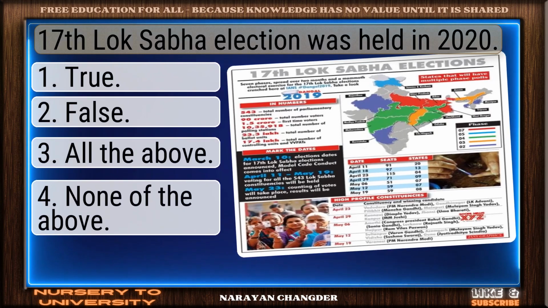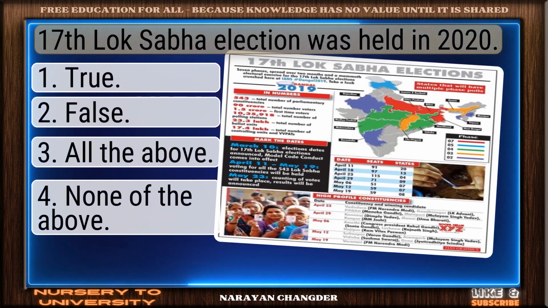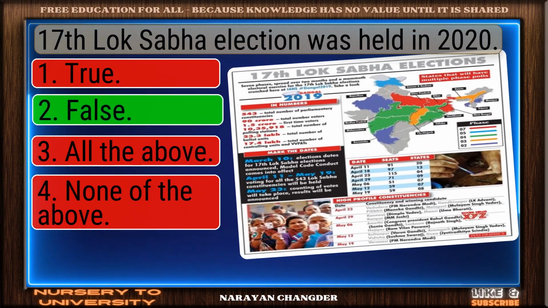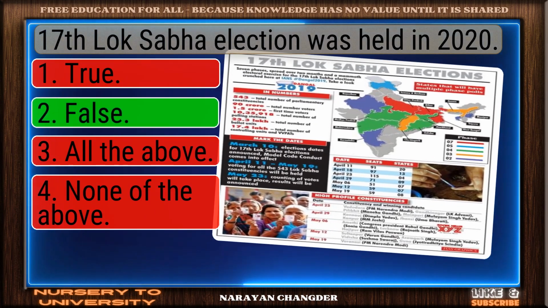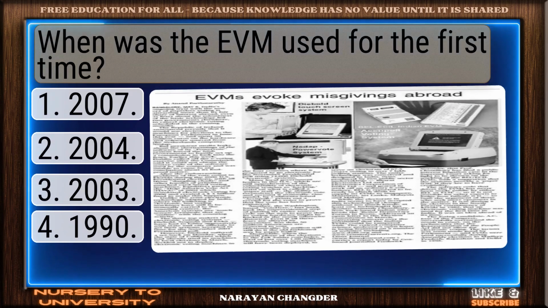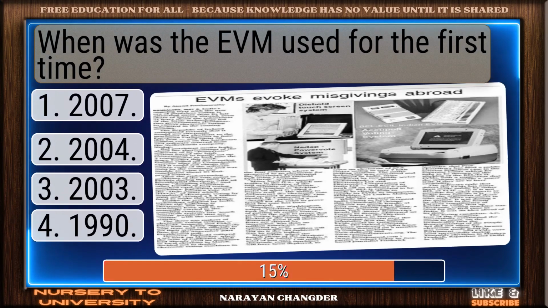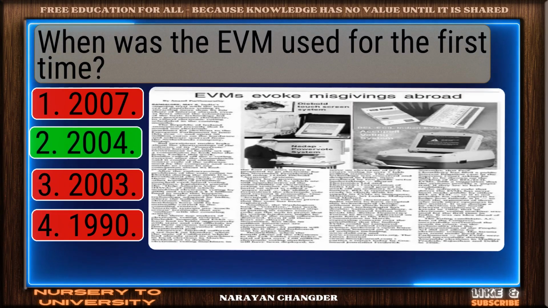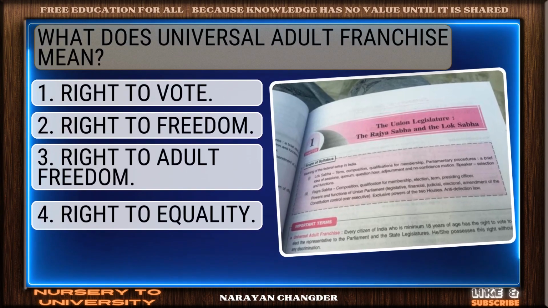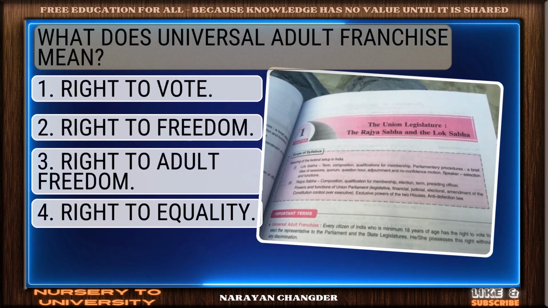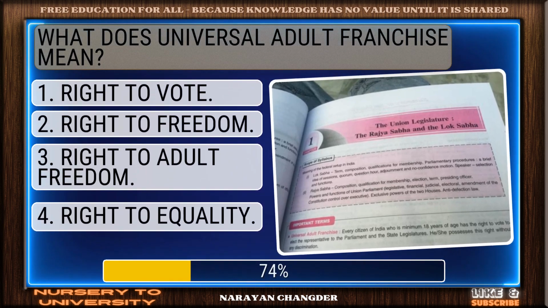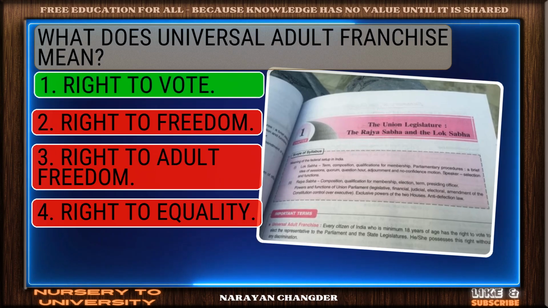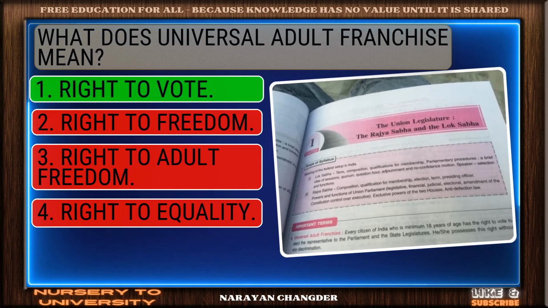Question number 158. 17th Lok Sabha election was held in 2020. Excellent. False is a brilliant choice. Question number 159. When was the EVM used for the first time? Good thinking. 2004 is the right answer. Question number 160. What does universal adult franchise mean? Nice selection. Right to vote is the correct and valid answer.